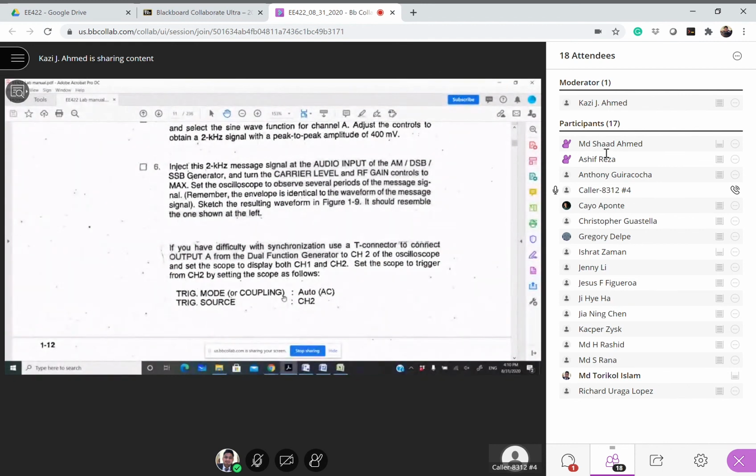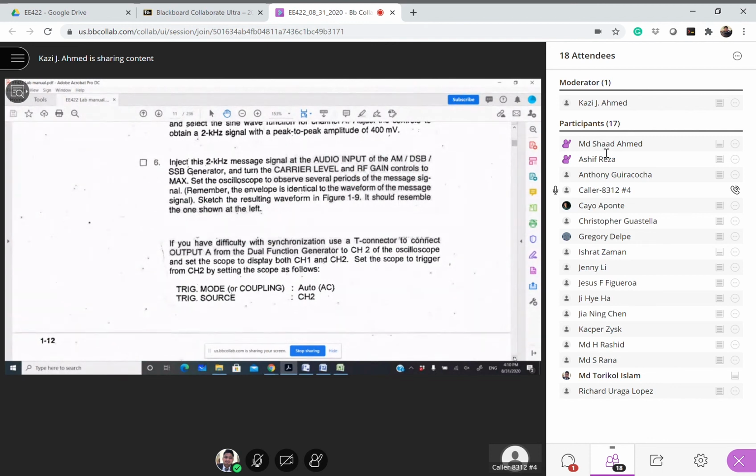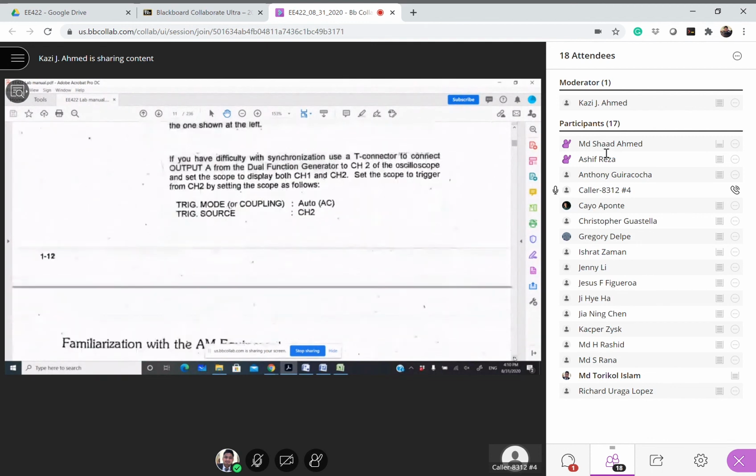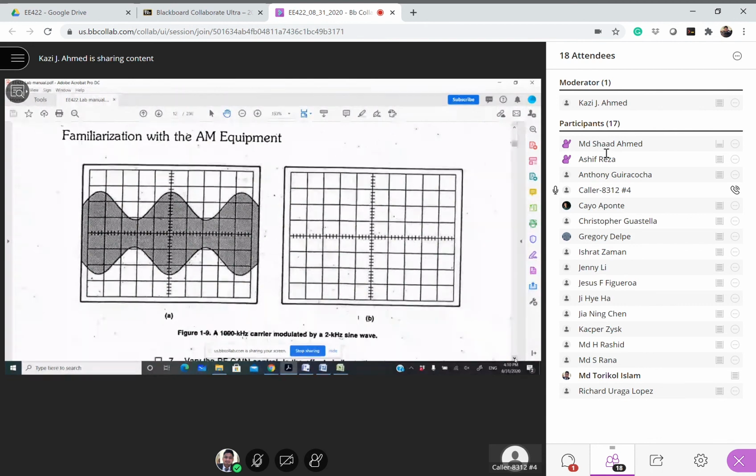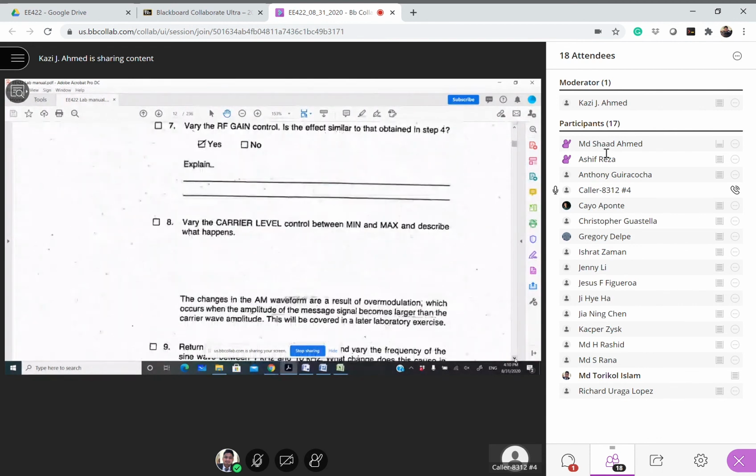Also, you can change the amplitude of the carrier level only, and then you see the output. This way you can vary your pre-lab setup, and you can nicely get the output required to answer this question. That will not be that difficult. And then we discuss what happened.